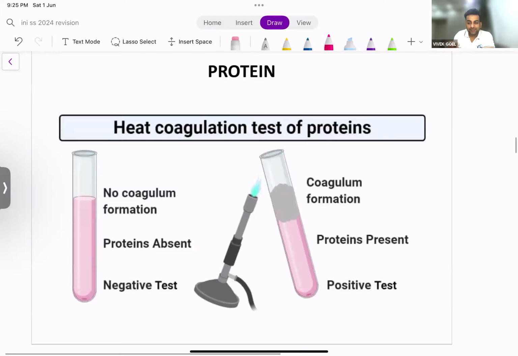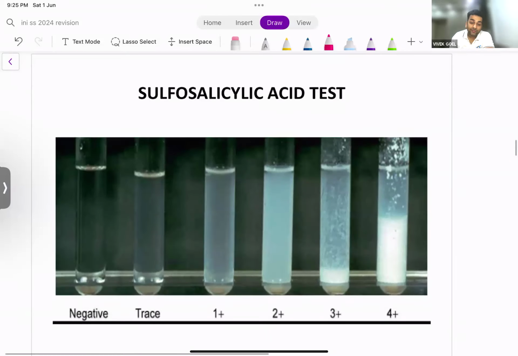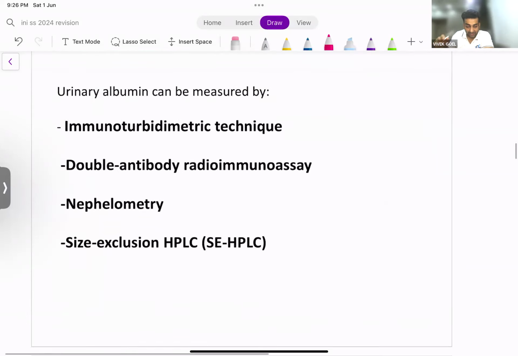Now, protein. Similarly, the Benedict's test for the glucose, you have the heat coagulation test of the protein, where we would heat over the Bunsen burner in the first year biochemistry. But of course, we don't do it now. Another test which we all have done is the sulfosalicylic acid test. Sulfosalicylic acid test is for all types of protein in the urine, that is the albumin and the non-albumin, which we have done in our first year, and which is often asked.